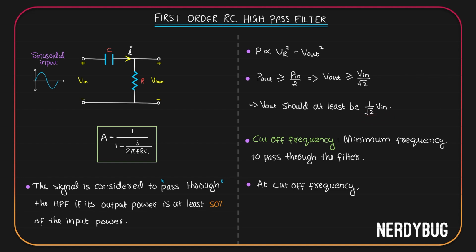So we can write at cutoff frequency V output has the minimum required value, that is V input divided by root 2. Or we can write V output divided by V input will be 1 by root 2. 1 by root 2 is 0.707.